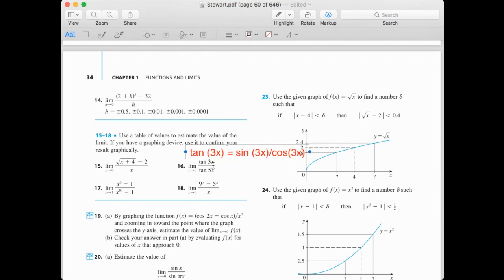So if we rewrite this out, because we're dividing, we will have sine 3x times cosine 5x divided by the denominator, which would be cosine 3x, then sine 5x.